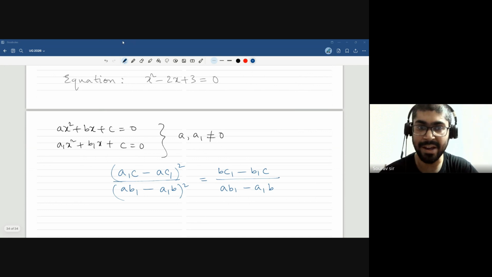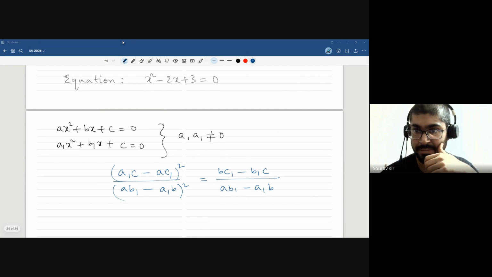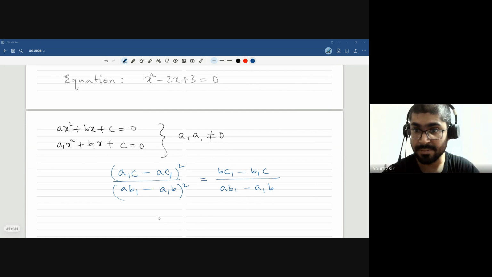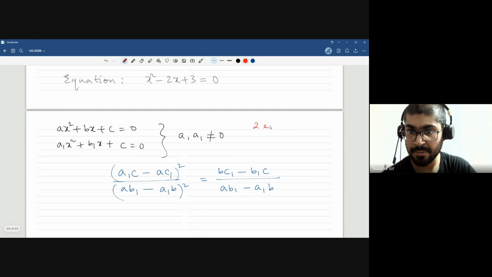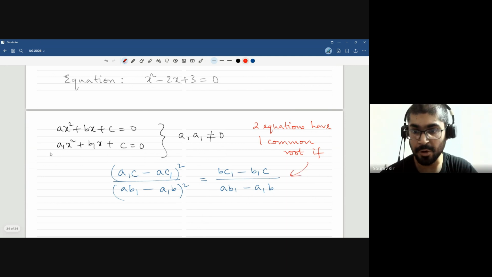You can get this by taking alpha as the common root and then solving both of the equations for alpha using the cross multiplication method. That is where you will get it. Note it down. Sir, I couldn't hear some parts. Sir, once again, can you say what this is for? This is for common roots. The condition for two quadratic equations to have one common root. Okay, sir. Two equations have one common root if this happens.